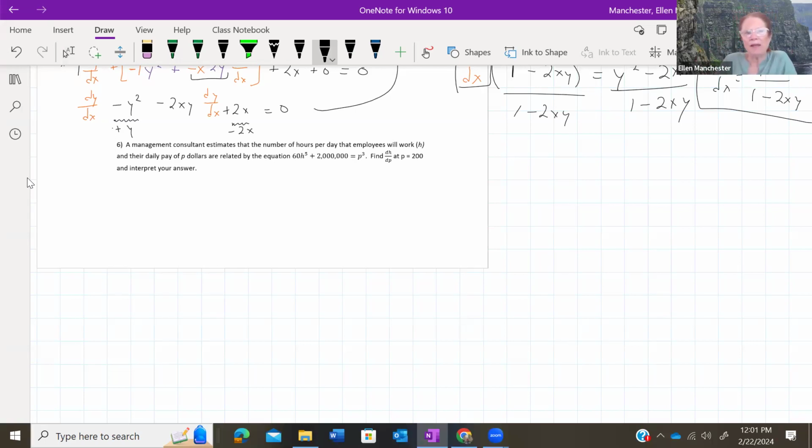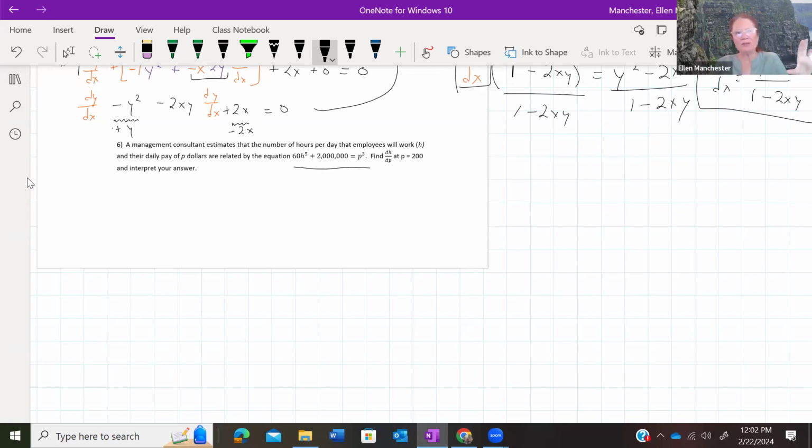So you have a management consultant estimates that the number of hours per day that employees will work, right? So that's our H. So H is the number of hours, and their daily pay, which is P, are related by this equation. Okay, here's our equation. We want to find DHDP when P is 200, and then we're going to interpret our answer.